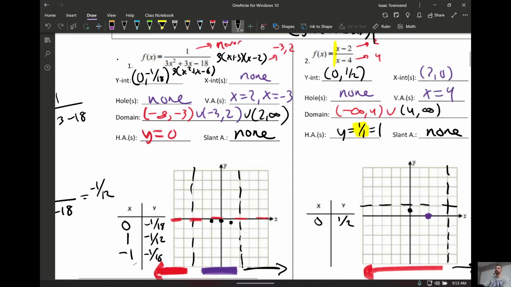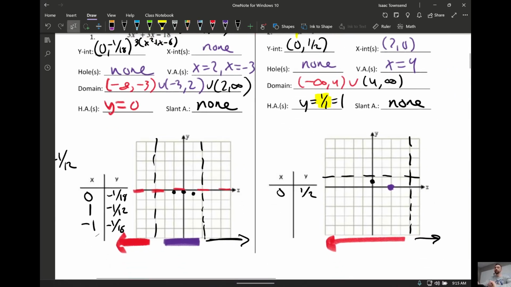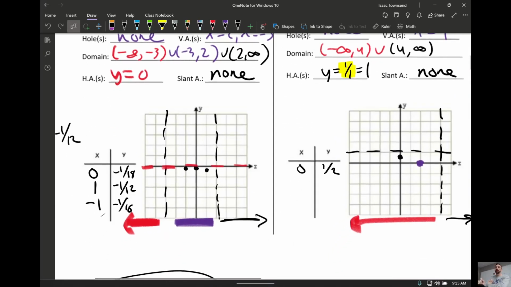Okay, now we have enough information to actually graph both questions 1 and 2, but you need to make sure you're paying attention here because it's going to go really quickly. We don't need more points.